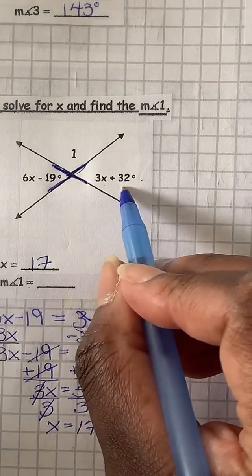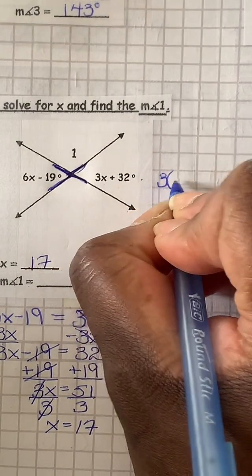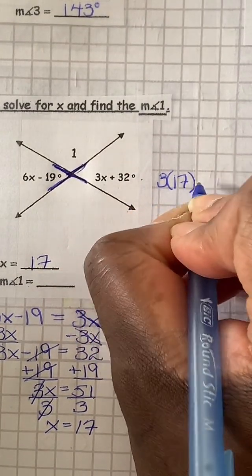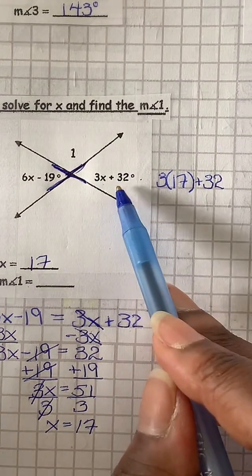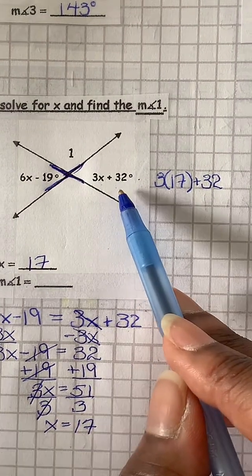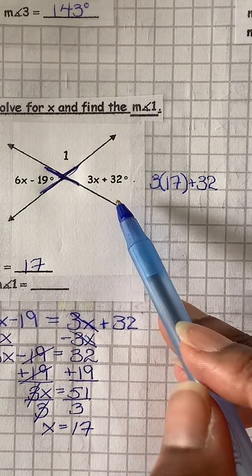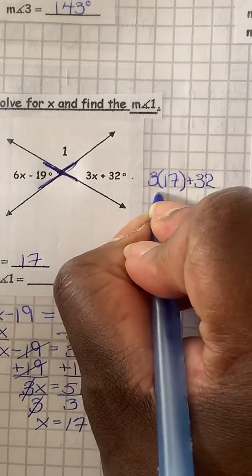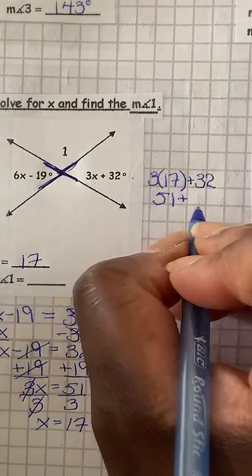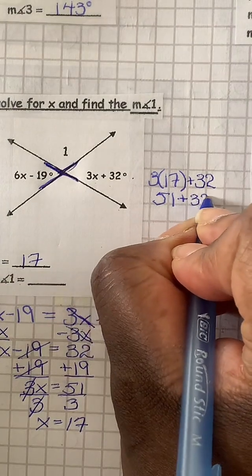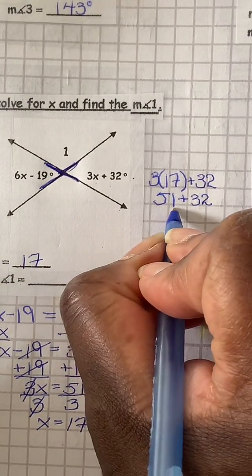Okay, so let's say we take this 3x, right? So instead of an x, I'm going to put a 17 plus 32. So I'm trying to find the measure of this angle. So we do 3 times 17. So that, again, gives us our 51. So 51 plus 32. Okay, that gives me what, 83?